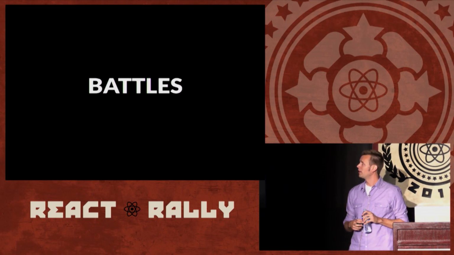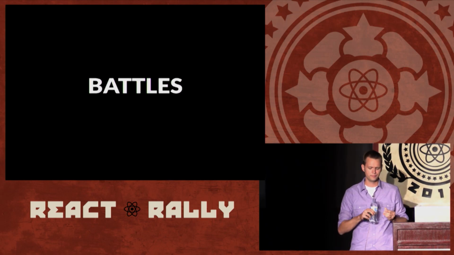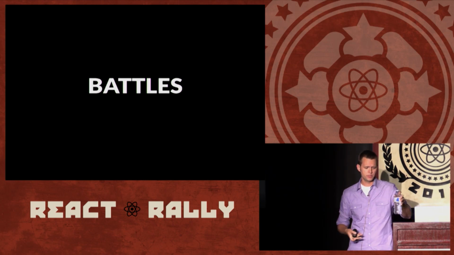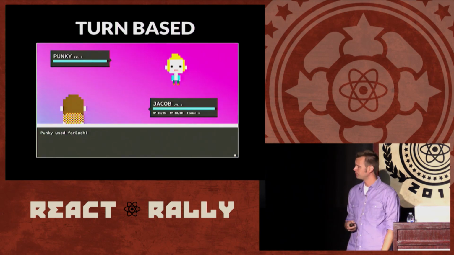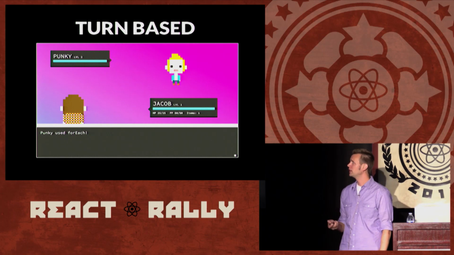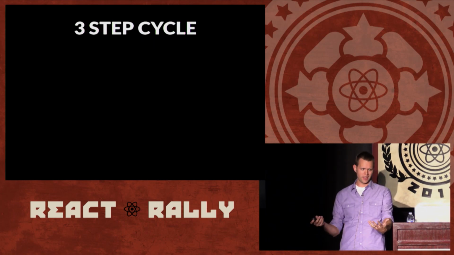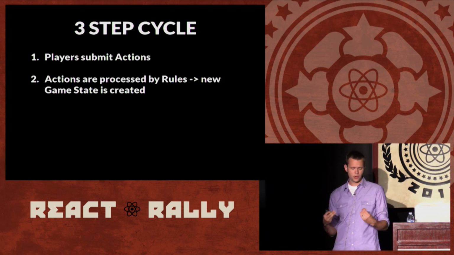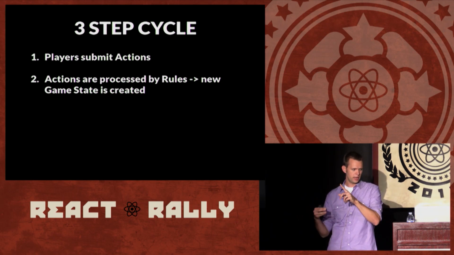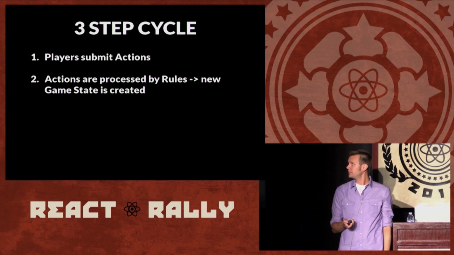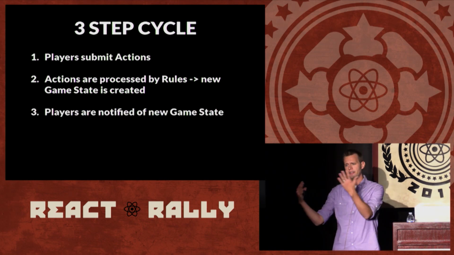The next thing I want to talk to you about are battles. So the type of combat that we chose to do in this game is called turn-based combat. And if you're not familiar with it, this is the easiest way I've figured out to explain how it works. We have just a simple 3-step cycle where step 1, players submit actions. Step 2, actions are processed by this thing called the game engine and looked at by the game rules, and then a new game state is created. And finally, step 3, the players are notified of the new game state.